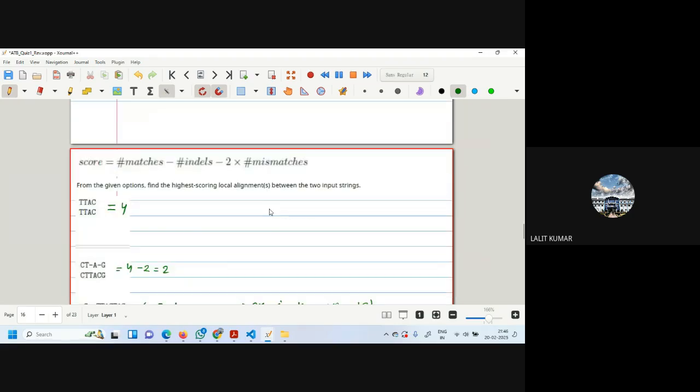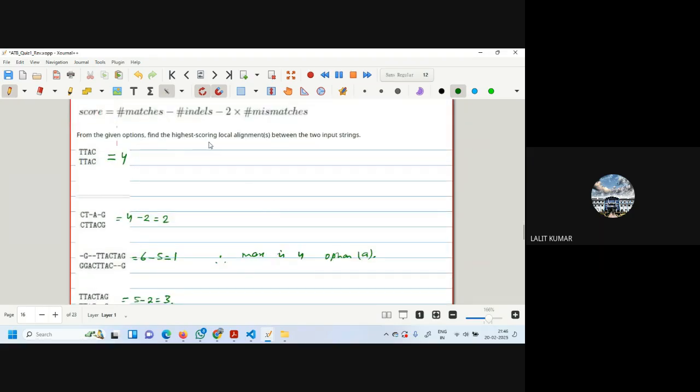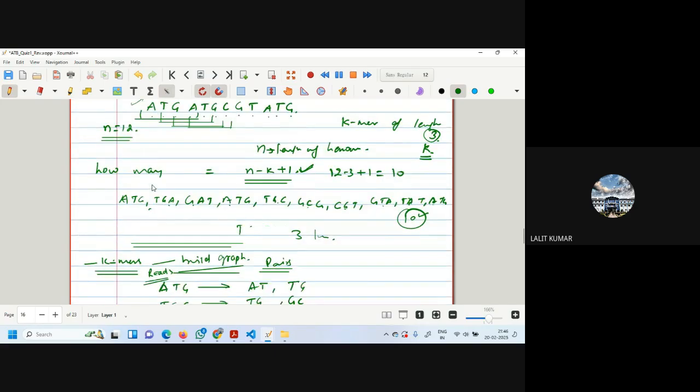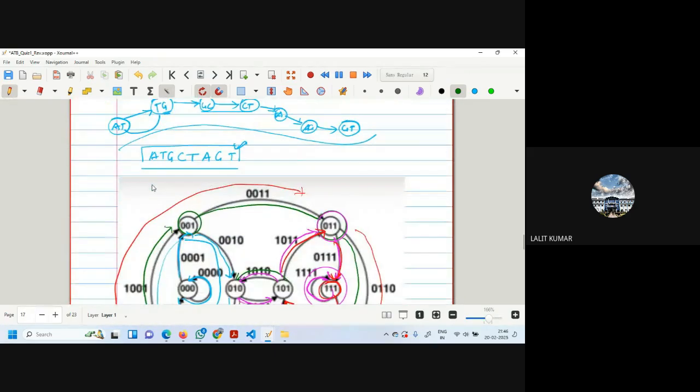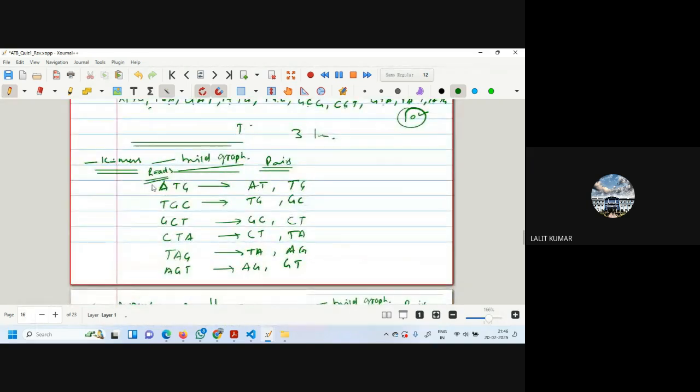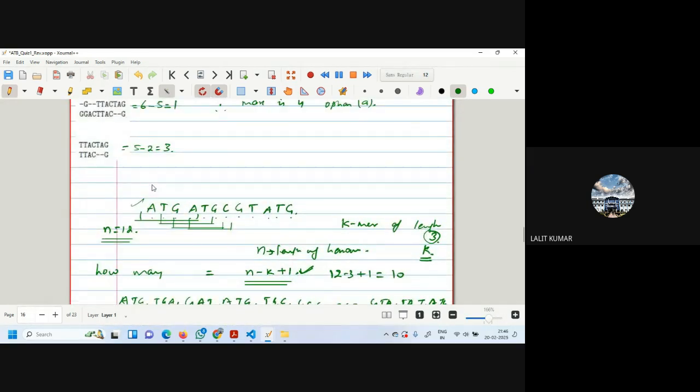In the next question, they have asked the highest score in local alignment. So when they are asking local alignment, we have to consider this. And when you consider this, you'll find the score of this is the best score. So these were the only PYQs in this.